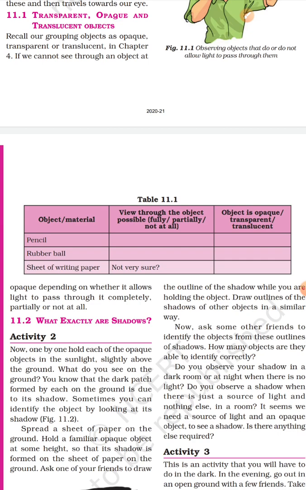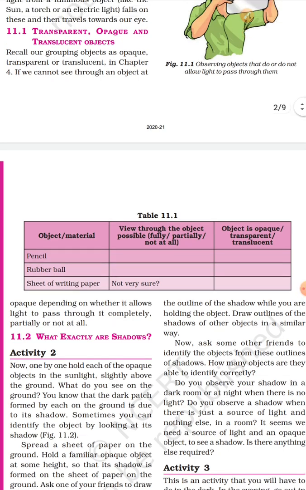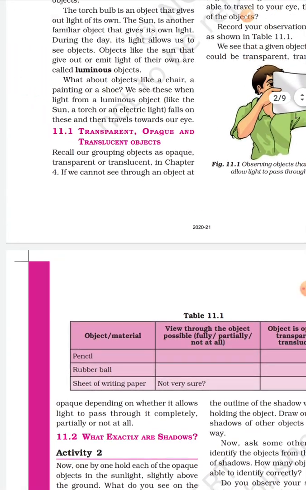Just like a rubber ball, can we view through this rubber ball? What do you think? Fully, partially, not at all? Not at all. So it means that this is an opaque object. Got it? So we have divided objects into two categories. At first, luminous objects and non-luminous objects. Luminous objects have their own light, and non-luminous objects do not have their own light.